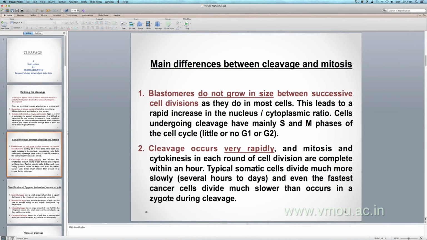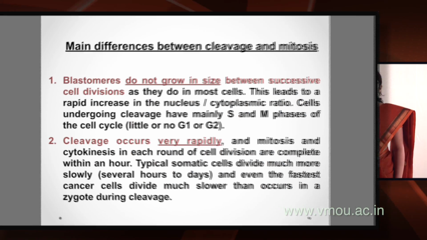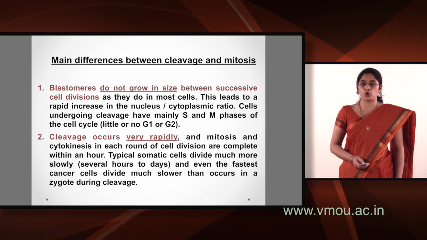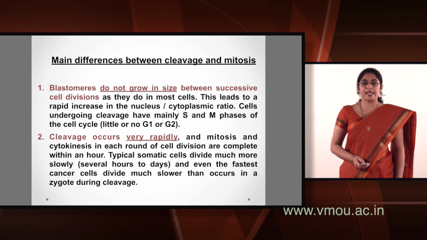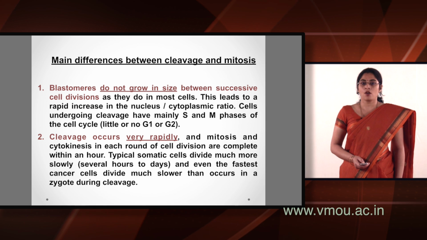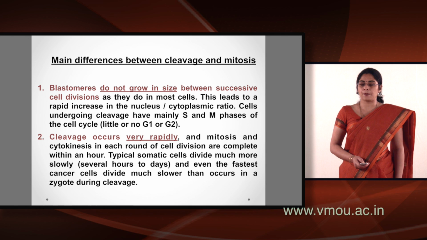Main differences between cleavage and mitosis. First, blastomeres do not grow in size between successive cell divisions as they do in most cells. This leads to a rapid increase in the nucleus cytoplasmic ratio. Cells undergoing cleavage have mainly S and M phases of the cell cycle, with little or no G1 or G2 phase.